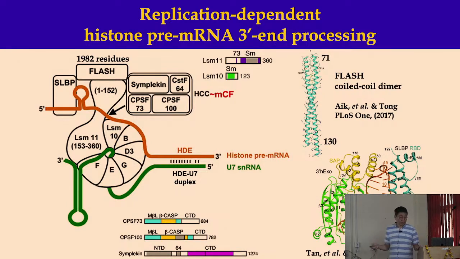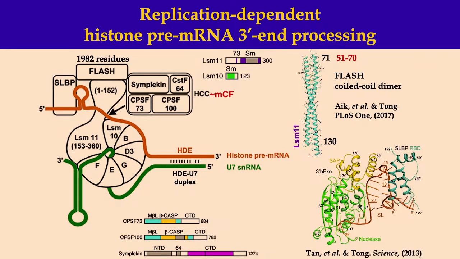So what we know based on biochemistry is that the C-terminal part of this coiled-coil dimer is where LS11 interacts. So this interaction stabilizes the FLASH LS11 complex. And then the N-terminal part, just beyond this coiled coil, about 20 residues, is a part that interacts with HCC. As you see later, it actually interacts with symplekin. So this piece, FLASH, is the bridge between LS11, or the ring, and the HCC. Okay. So now we have pieces of this by dividing and conquering.